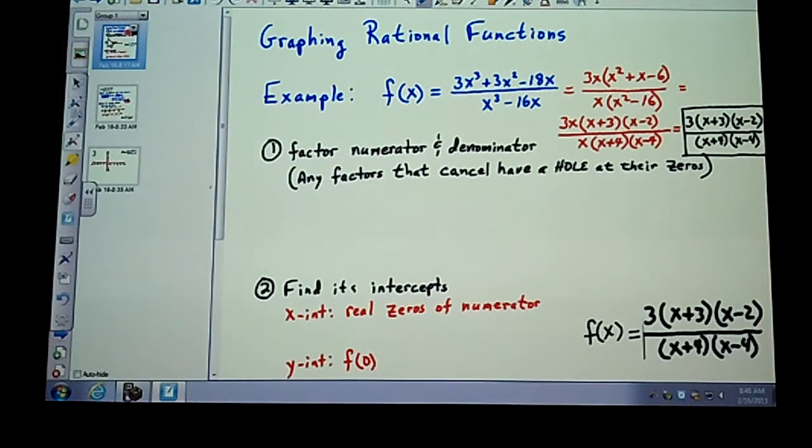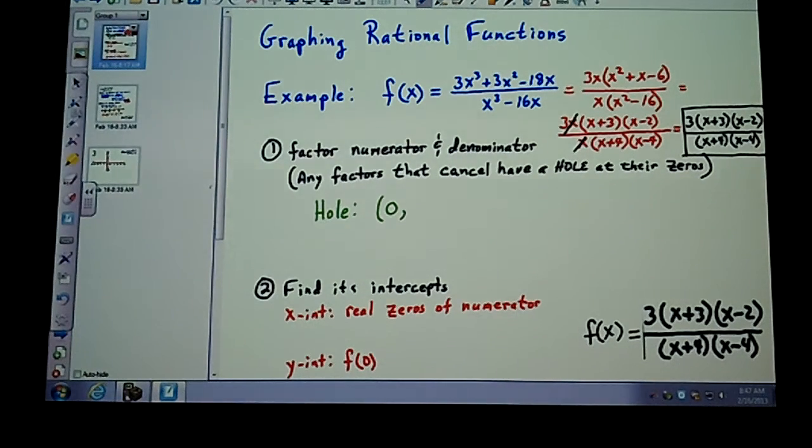We start off with a cubic, and of course this is divided by a cubic. And when we're actually done, we end up with this guy right here, and it's nice and factored. But the important thing to notice is that to get to that simplified statement, this guy and this guy canceled out. Now, as you can see in step number 1, it says any factors that cancel have a hole at their zeros. And of course, x has a 0 at 0. So this actually does have a hole in it, and here the hole, of course, occurs at 0.